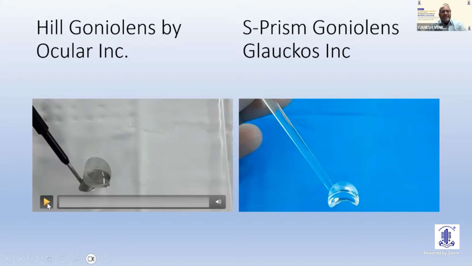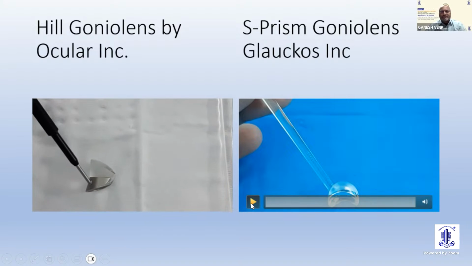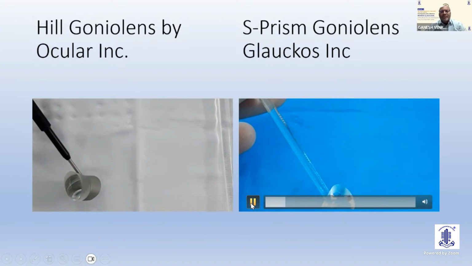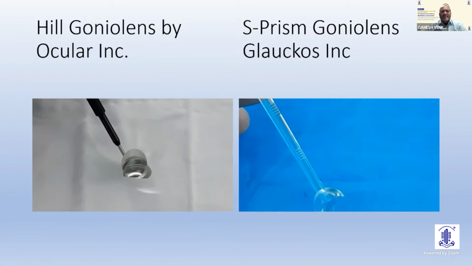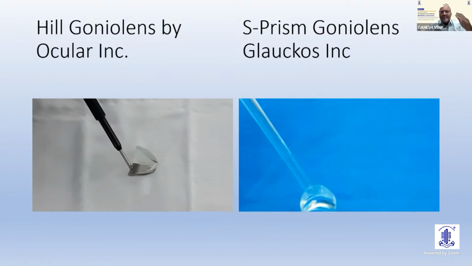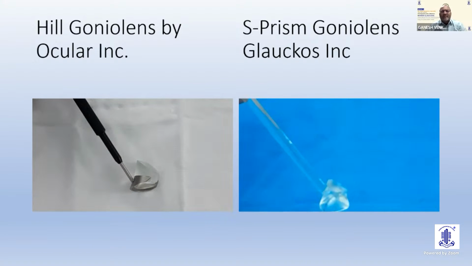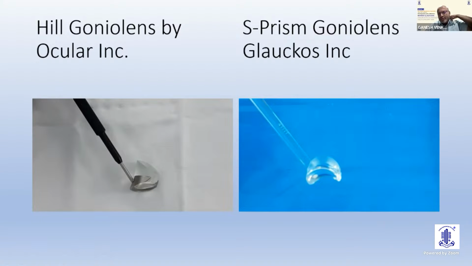So these are the types of gonio lenses which can be used. These are all surgical gonio lenses. Some of them can be bought from the companies which manufacture them. Some of the companies which market the stenting devices will give this to you as a bundled device. So the Prism S gonio lens is from Glaucoma Incorporated, the Hill gonio lens from Ocular Incorporated.